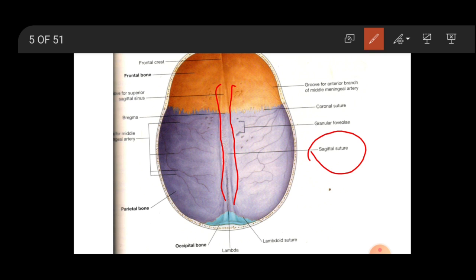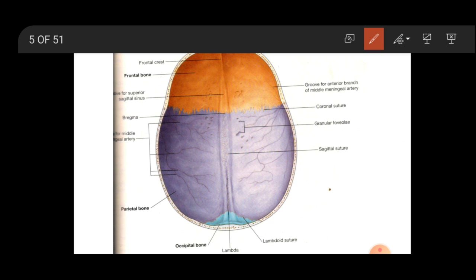Then between the frontal and the parietal bone, you have the coronal suture, and this is the occipital bone, which is blue in color, and you see the lambda-shaped suture, that is the lambdoid suture.